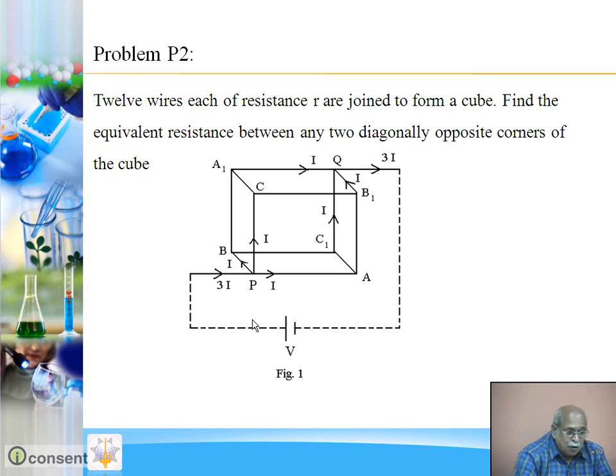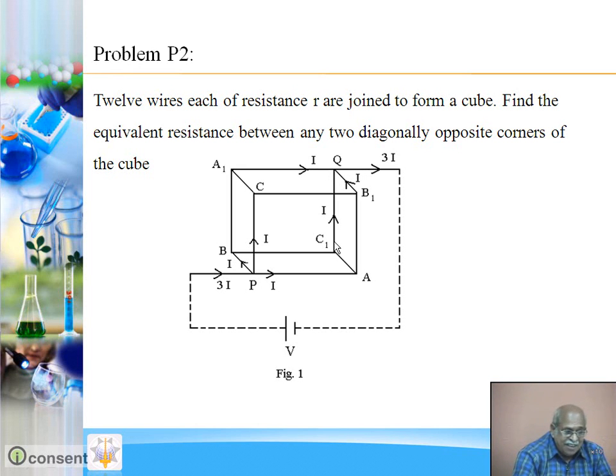Whatever current starts from positive terminal of battery, same current must return to negative terminal of battery. So current 3I returns. Current in this part of the circuit is 3I. Now look at point Q. Once again, perfect symmetry. AQ, A1Q, B1Q and C1Q are identical.